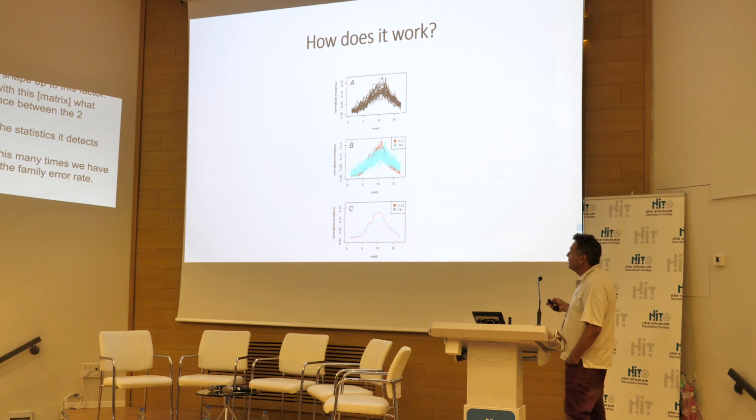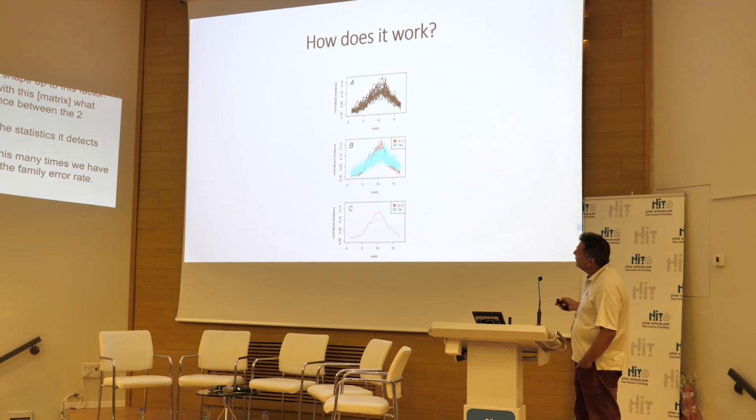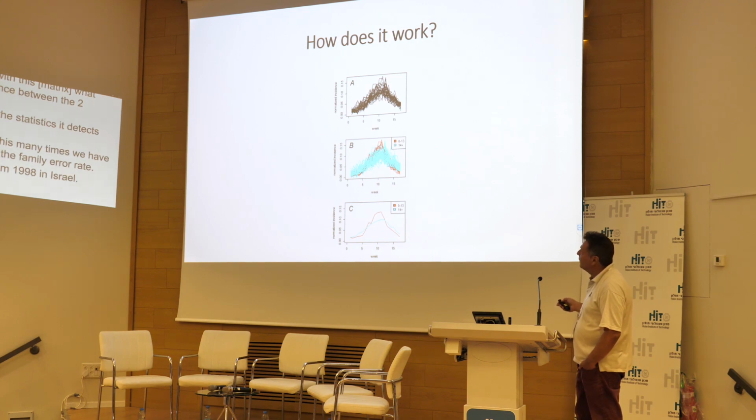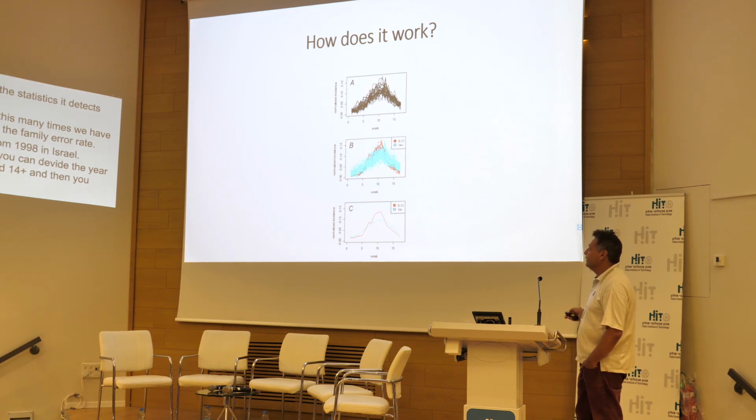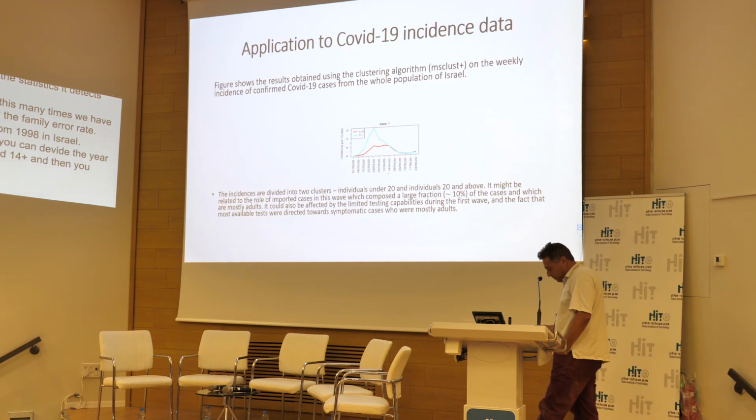And now just to show you an example, so this is influenza from, I think, 1998 in Israel. And you can see these are all the age groups, and the algorithm found that you could divide this year into two groups, 0 to 13 and 14 plus, and then you could create this time series, and they're different. Okay, so this is the idea of how the algorithm works.